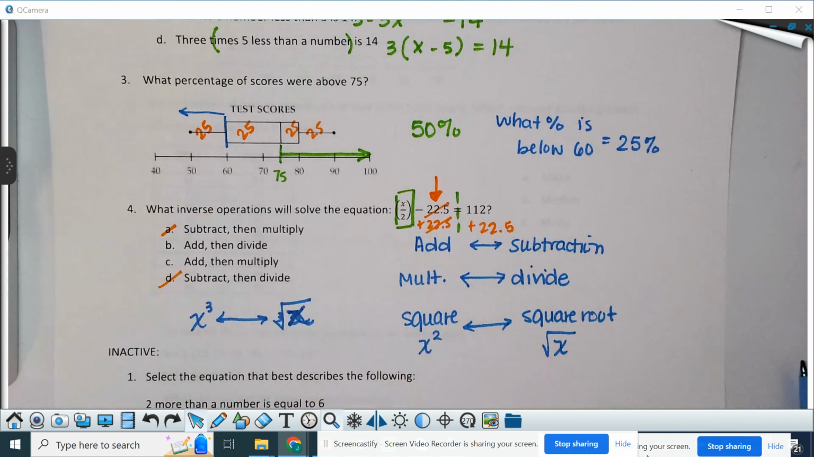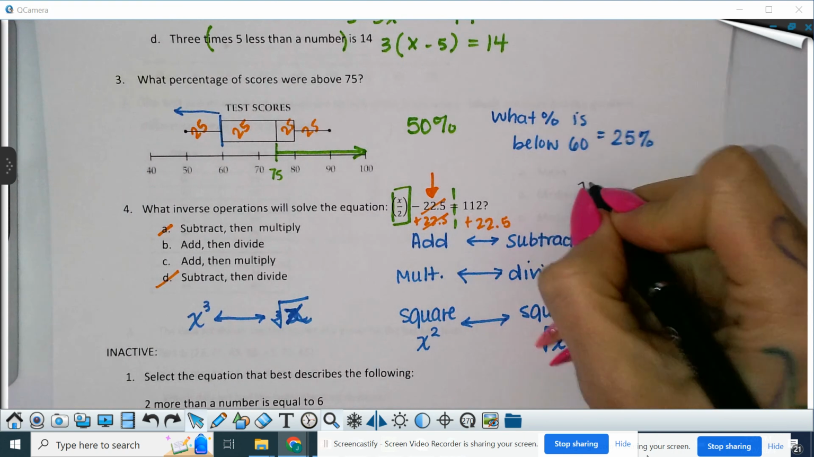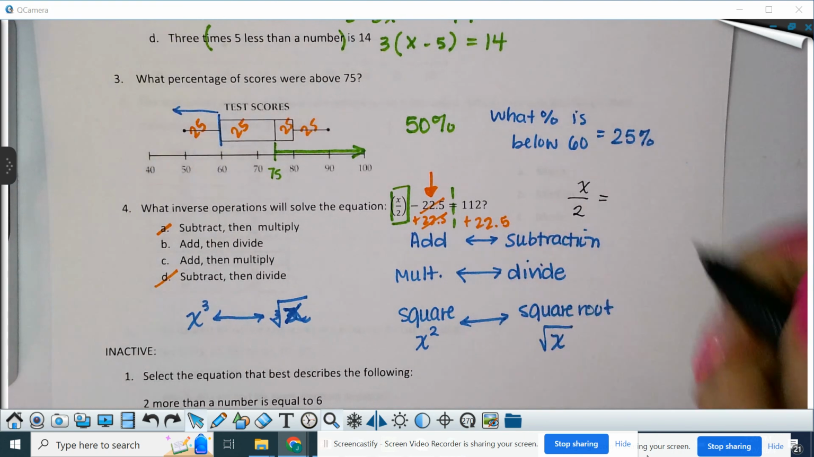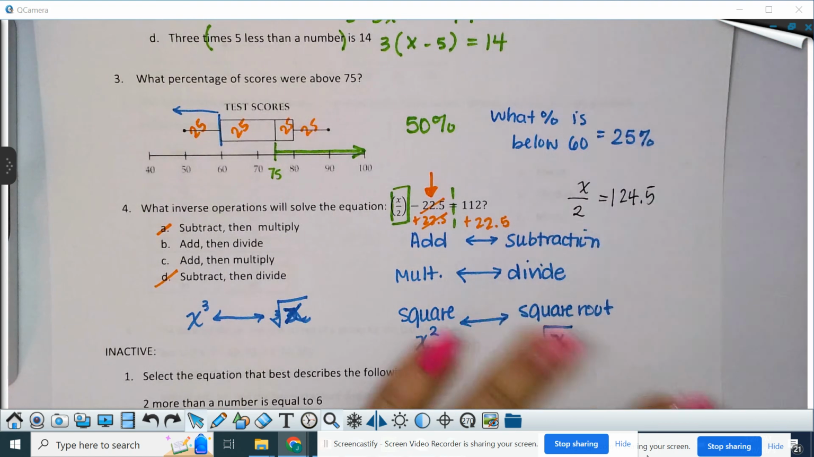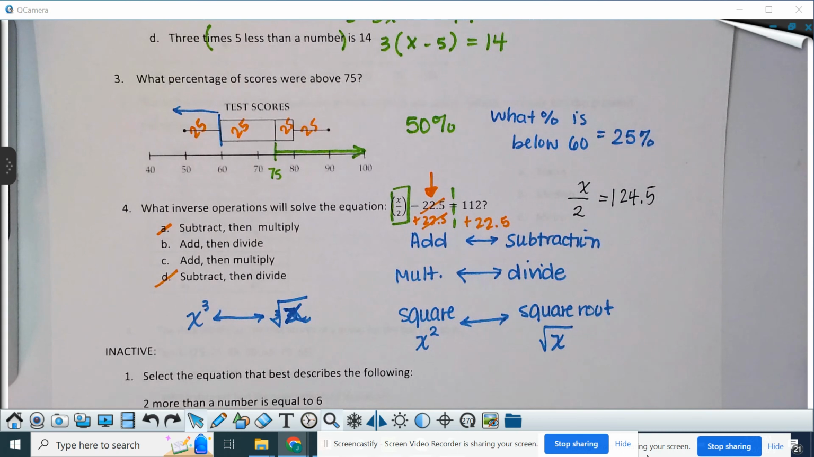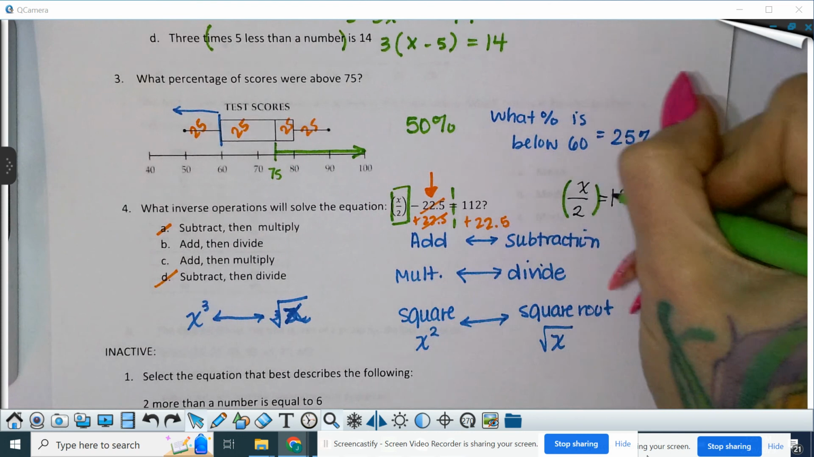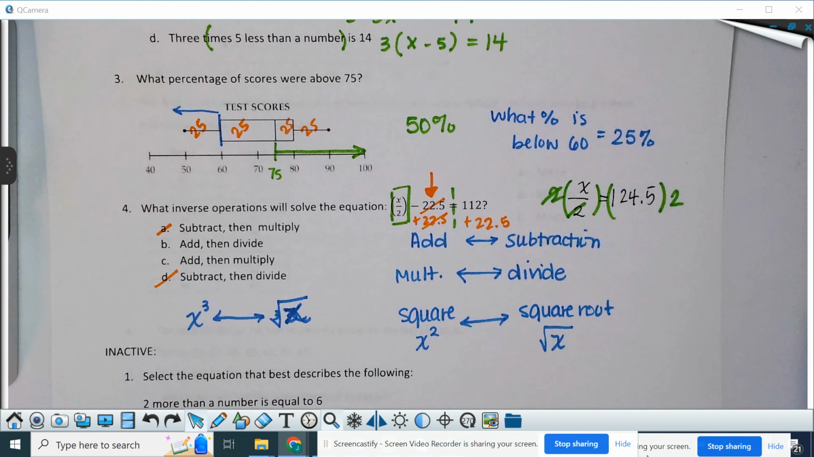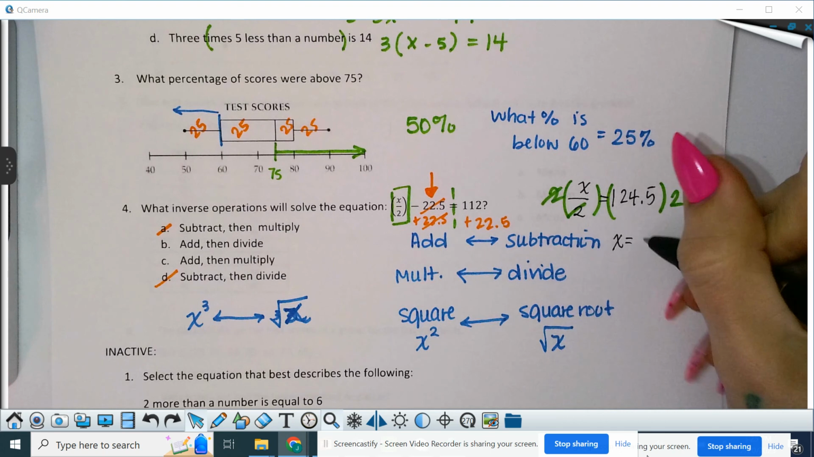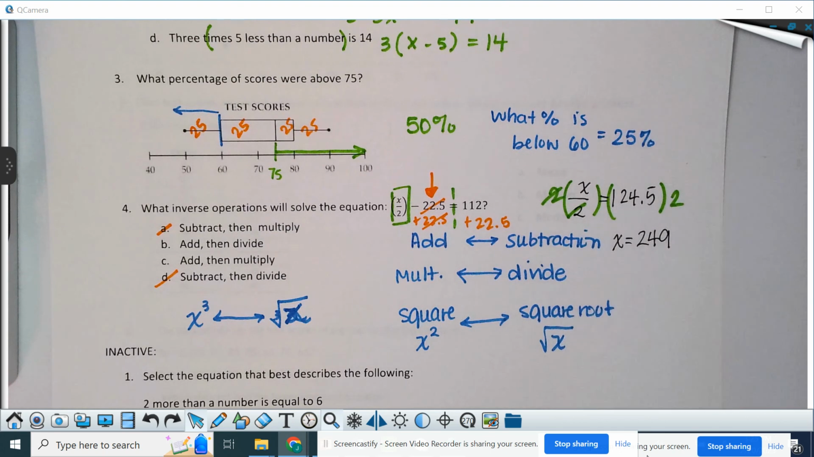Once we add to both sides, we end up with x over 2 equals 124.5. That's x divided by 2. And again, the inverse of division is going to be multiplication. So we're going to multiply both sides by 2. And just for practice, we're going to go ahead and solve it. So that's going to be x equals 249. Yeah, 249. So I was doing it in my head.